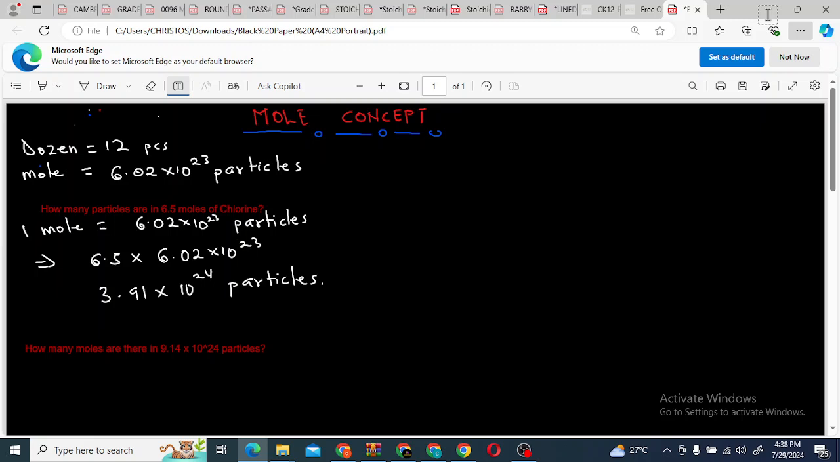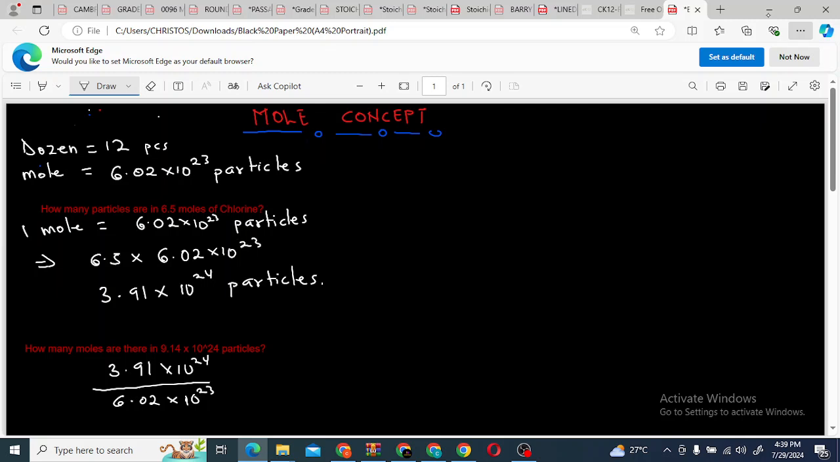Well, let's see. I think that if every 1 mole contains 6.02 times 10 to the power 23 particles, then in order for us to find the number of moles, we would have to divide 3.91 times 10 to the power 24 particles by 6.02 times 10 to the power 23. And what does that give us?